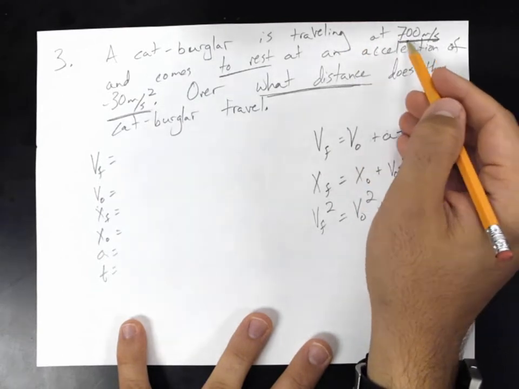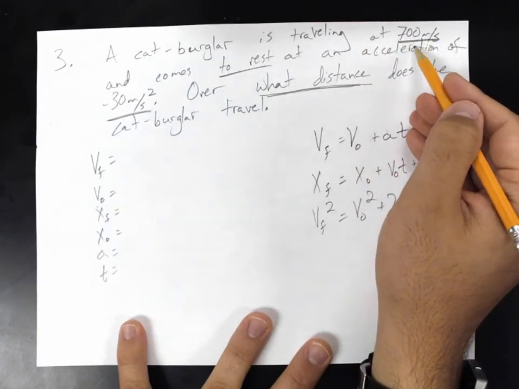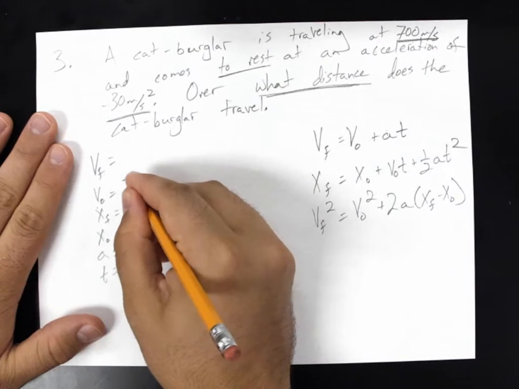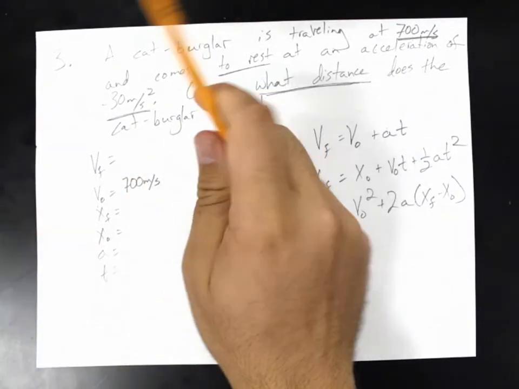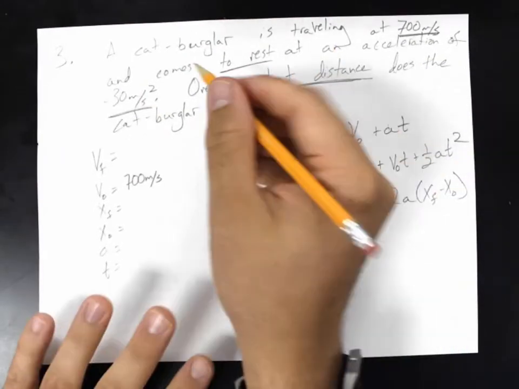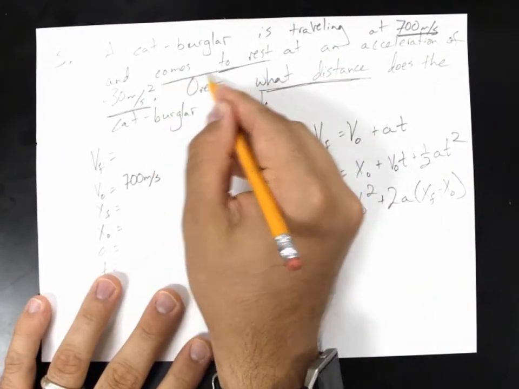Anyway, 700 meters per second, very fast, is traveling at. So that implies that that's where we're starting. This is where we begin. So that means that our initial speed is 700 meters per second. Next, and comes to rest. Actually, I should have underlined the word comes as well.